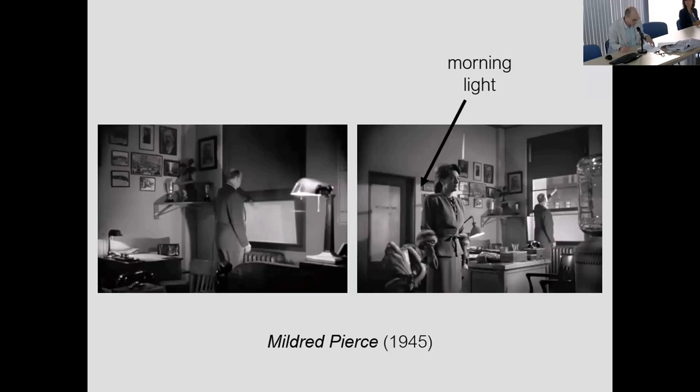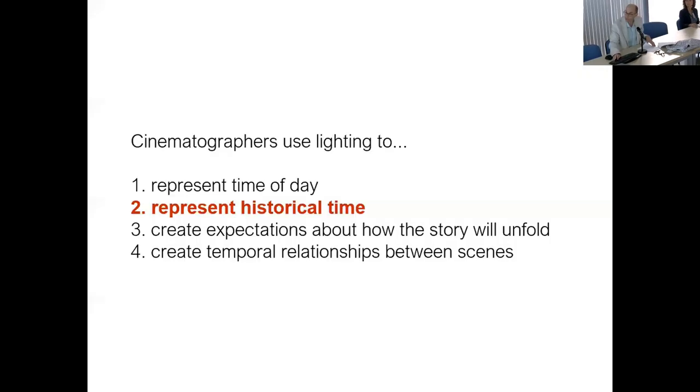Still, the lighting isn't really different from the lighting in all the other examples I've shown. The main reason we know it's morning and not just generic daytime light is because the characters tell us so. All of these examples involve time of day conceived in more or less general terms as day or night.